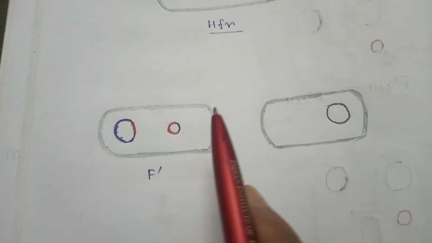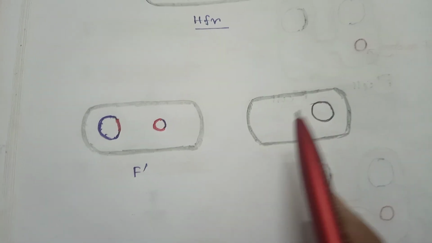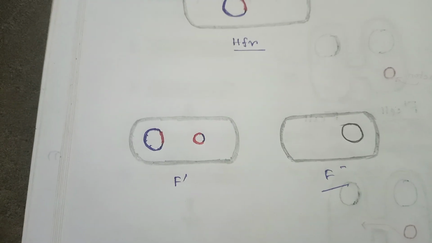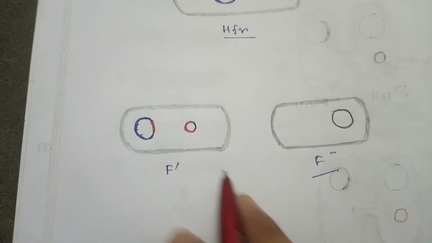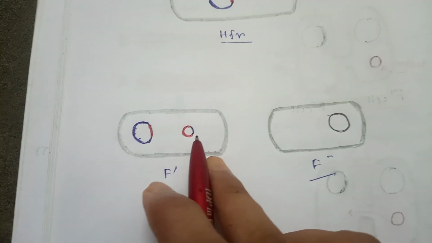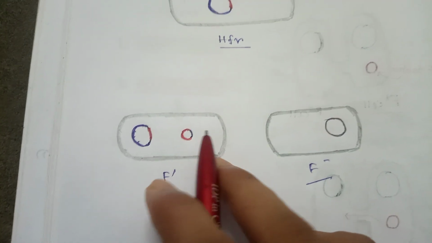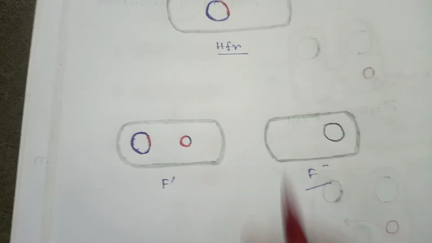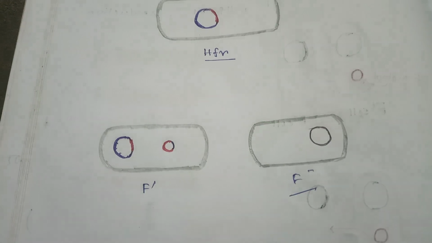Now when it undergoes conjugation with an F minus, we can call it sexduction. Okay, so again what will happen: this will undergo replication, create a copy, and send it to the F minus, right? So this is called sexduction.